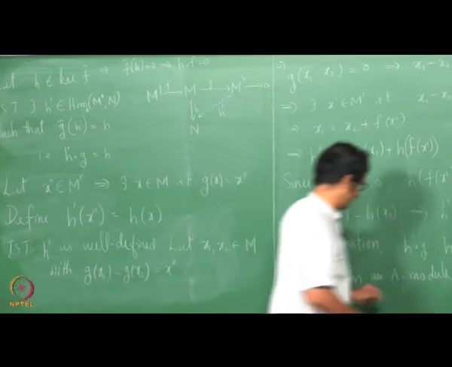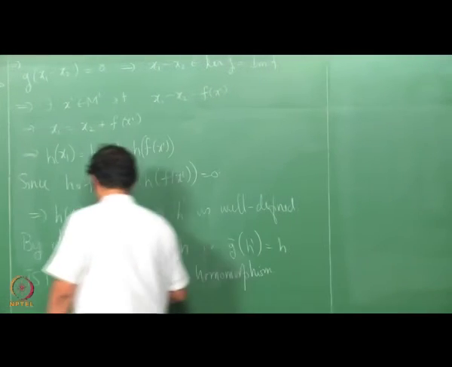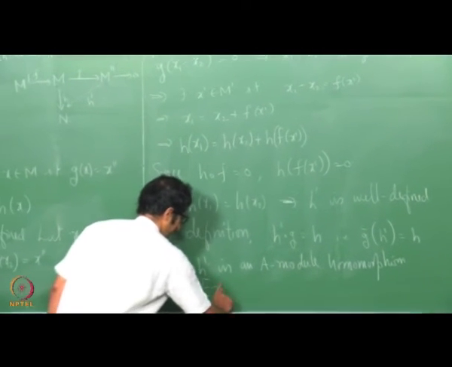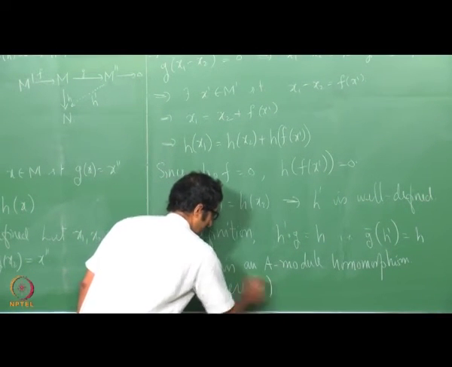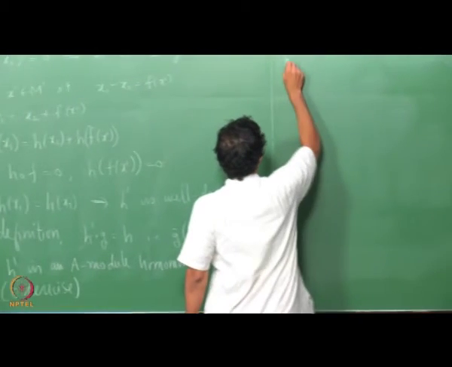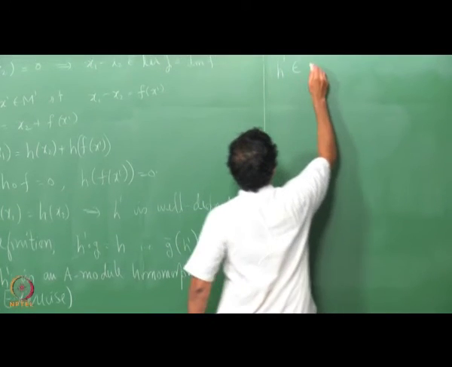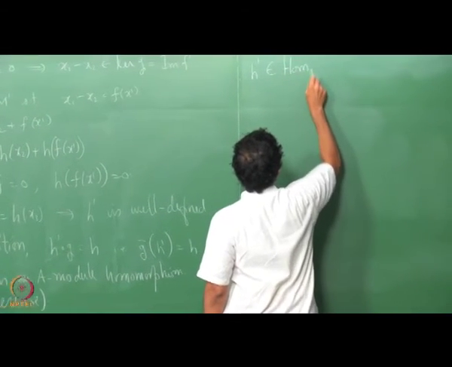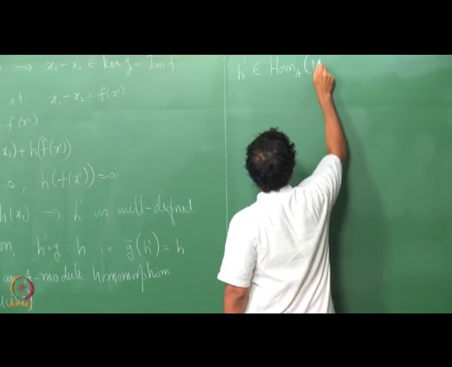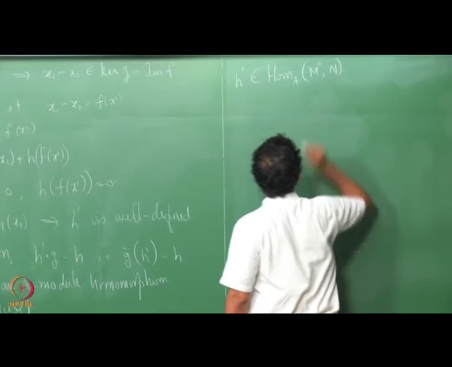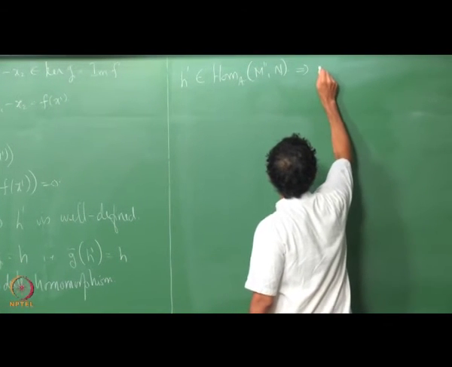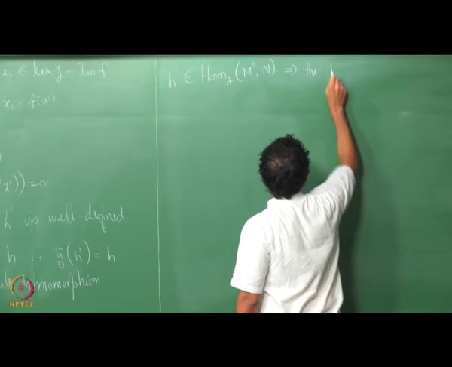So, therefore, this is easy to verify. So, therefore, H prime belongs to Hom(A, M double prime, N). So, this implies that the Hom sequence is exact.